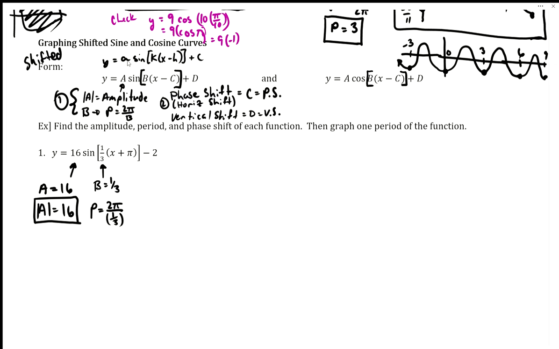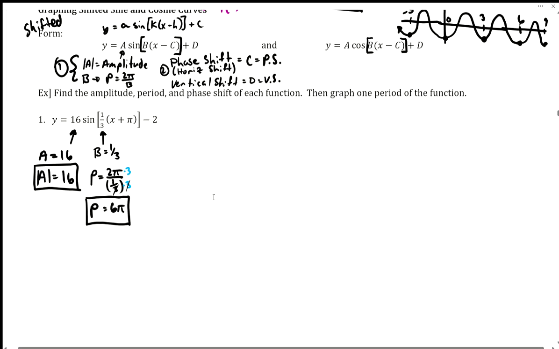This is where I would say, let's just multiply both top and bottom by 3 to get rid of that denominator, so getting rid of the fraction in a fraction. And we get our period is going to be 6 pi. So that 3 and that 3 cancel, and the 3 times 2 up top is 6 pi. So that's what I want to first graph. I'm going to do that right now.